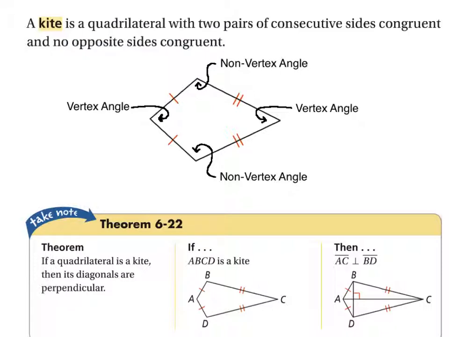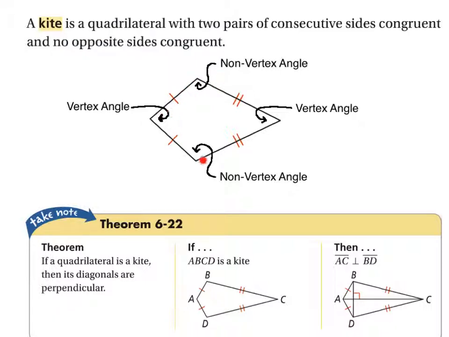So, a kite is a quadrilateral with two pairs of consecutive sides that are congruent and no opposite sides that are congruent. And so we end up with this situation.